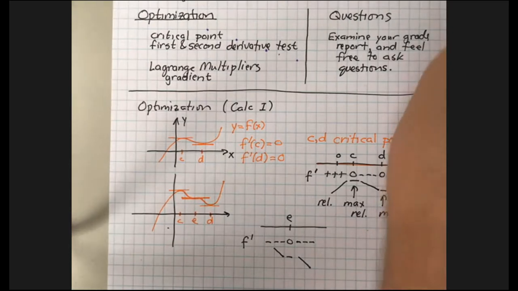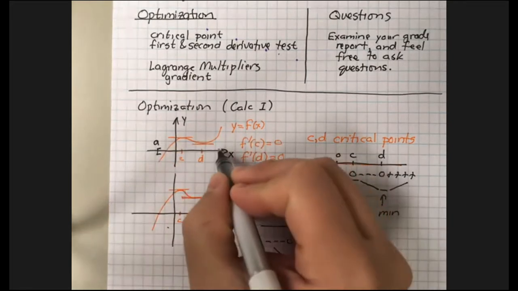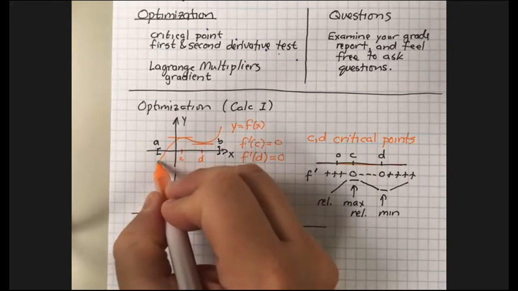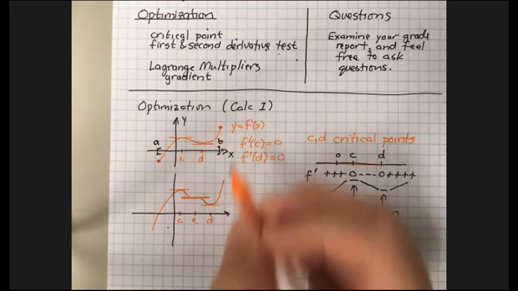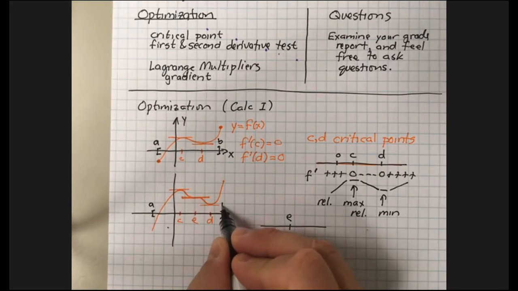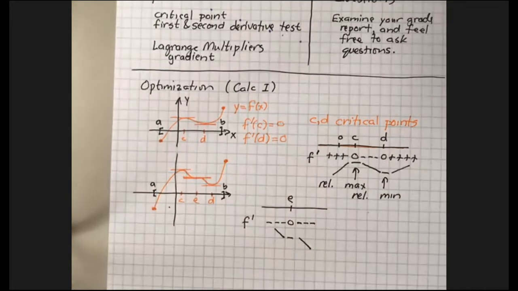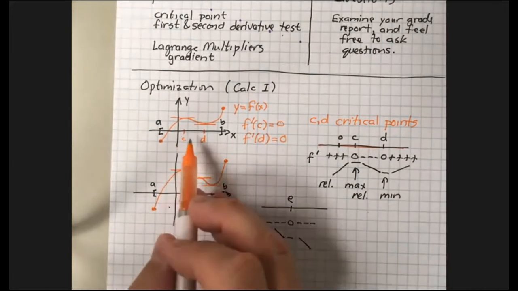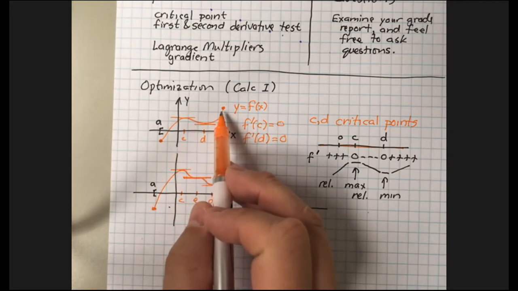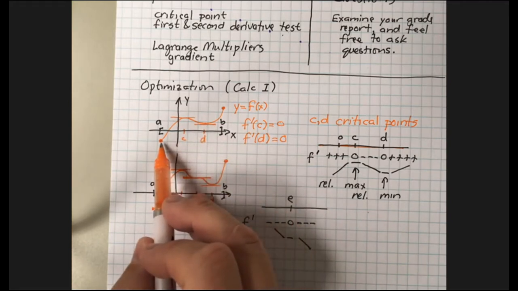Okay, one more thing we have to remember is that on top of this, we could have had endpoints like A and B to our function. Our function could have been going on forever, or it could have been abruptly cut off. And as I've drawn in this picture, where I abruptly cut off this function actually happens to be the highest and lowest points on these curves. So even though this curve has a relative maximum at C, the absolute maximum occurs at the endpoint B. And even though this has a relative minimum at D, the absolute minimum occurs at the endpoint A.